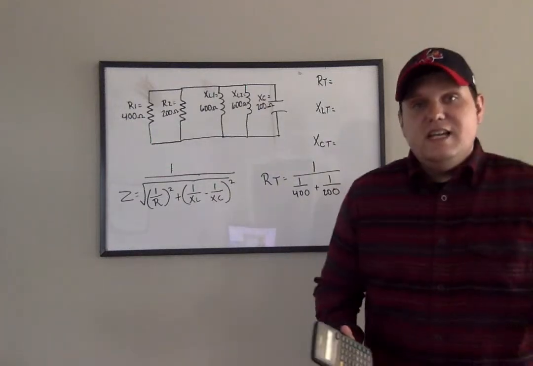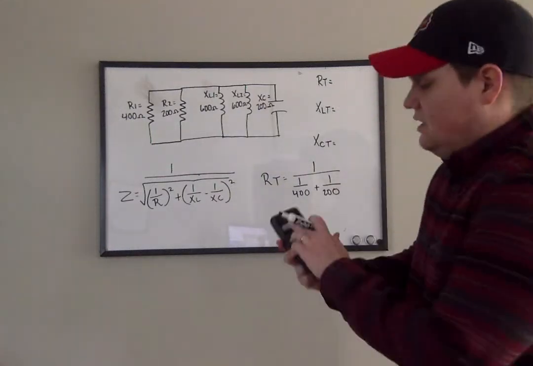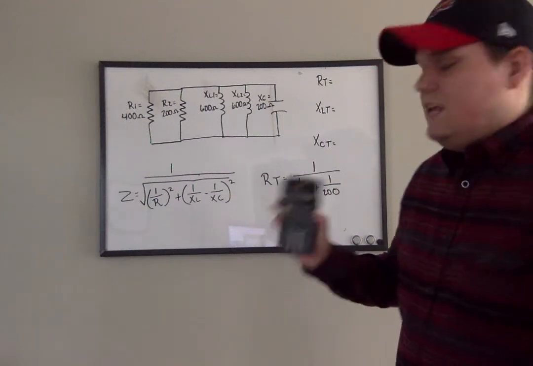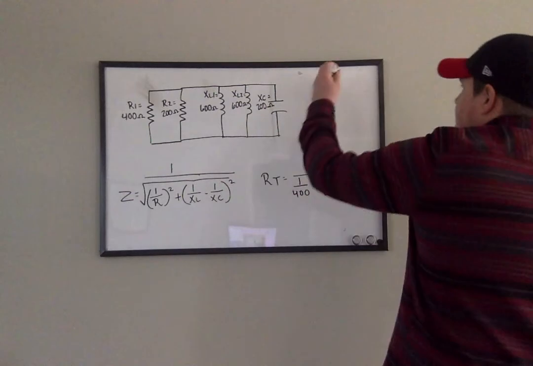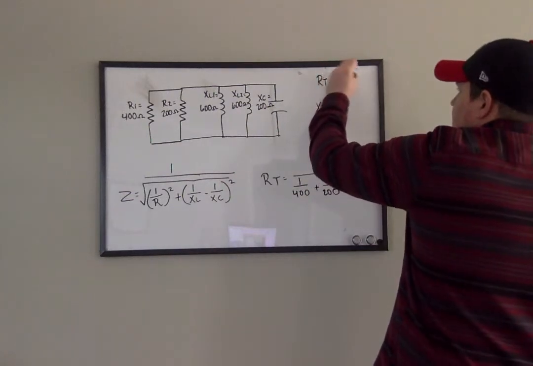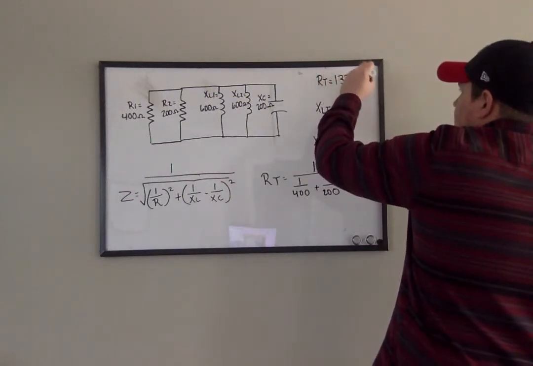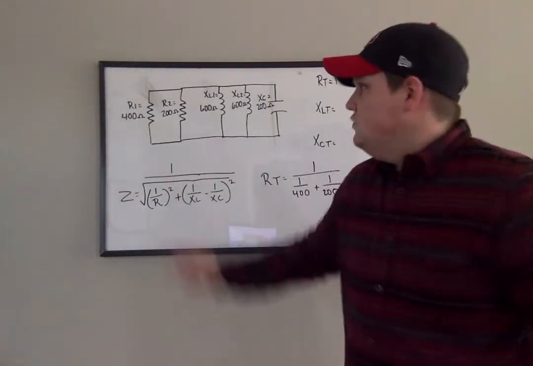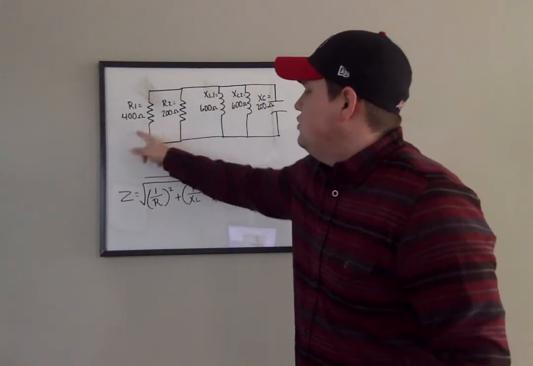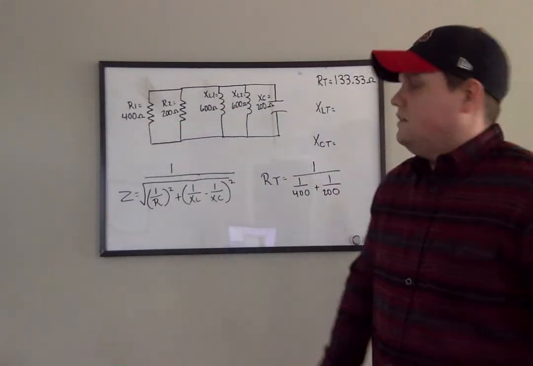And what you see is total resistance should be 133.33 ohms. Alright, so that is the total resistance of these 2 resistors in parallel with each other.